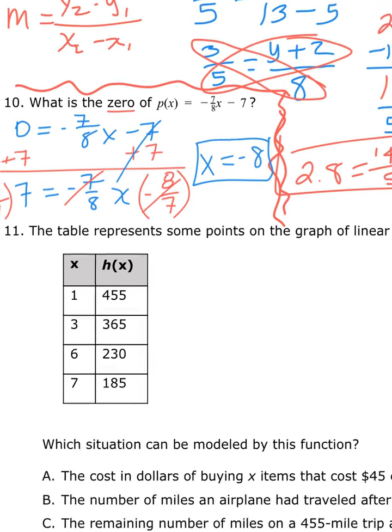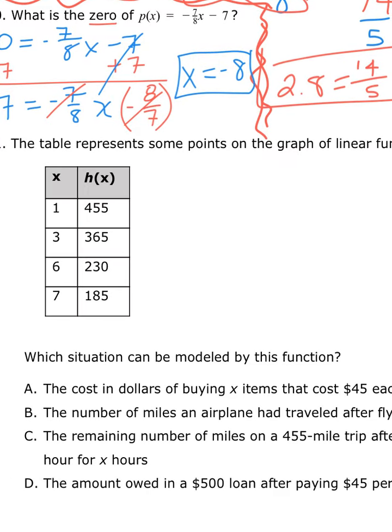Number 11 says the table represents some points on a graph of linear function h. Right? So we've got x, we've got h of x. When x is 1, h of x is 455. When x is 3, h of x is 365. When x is 6, h of x is 230. When x is 7, h of x is 185. So what's happening to this function? As x increases, what's happening to h of x? It decreases, right? All right.